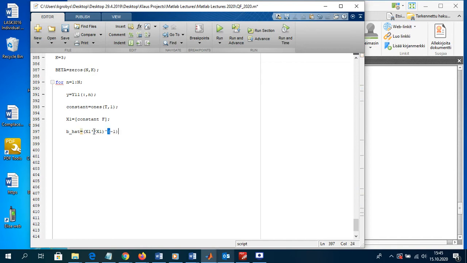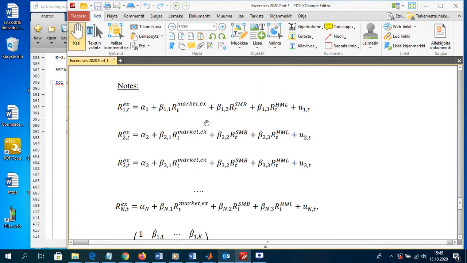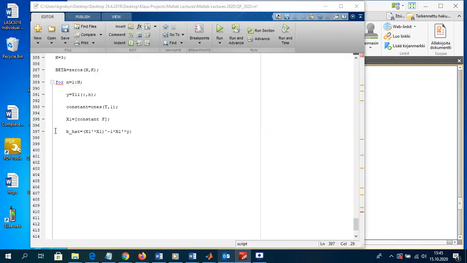Earlier I had parentheses. Now I just skip them. It doesn't matter. You can choose times x1 prime times y. And obviously in each iteration, this y changes. So we always get the corresponding parameter vector for each corresponding equation. In the first run we get this parameter vector, in the second, the parameter vector for the second equation, and so on.